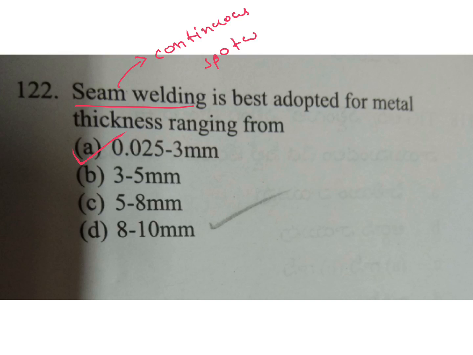Instead of seam welding, in the question they will ask continuous spot welding process as an option. In that option you will get seam welding. Seam welding is the answer.